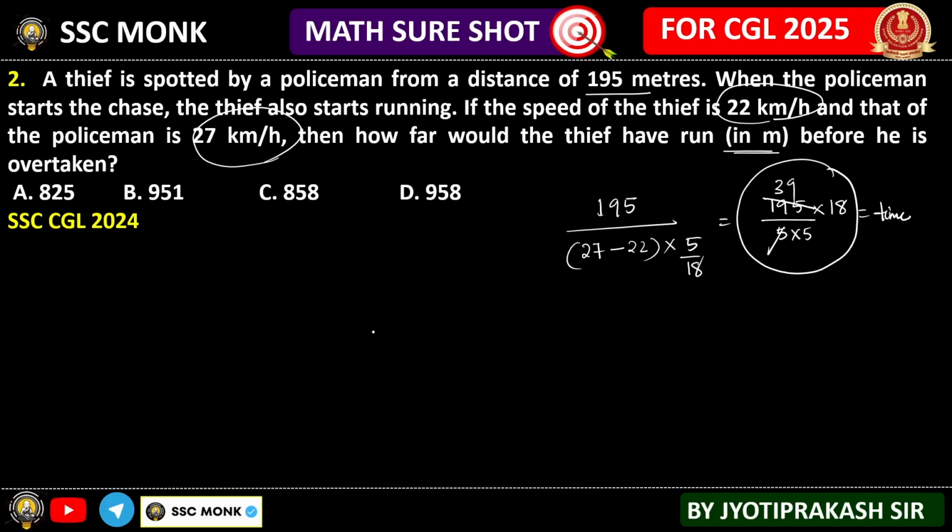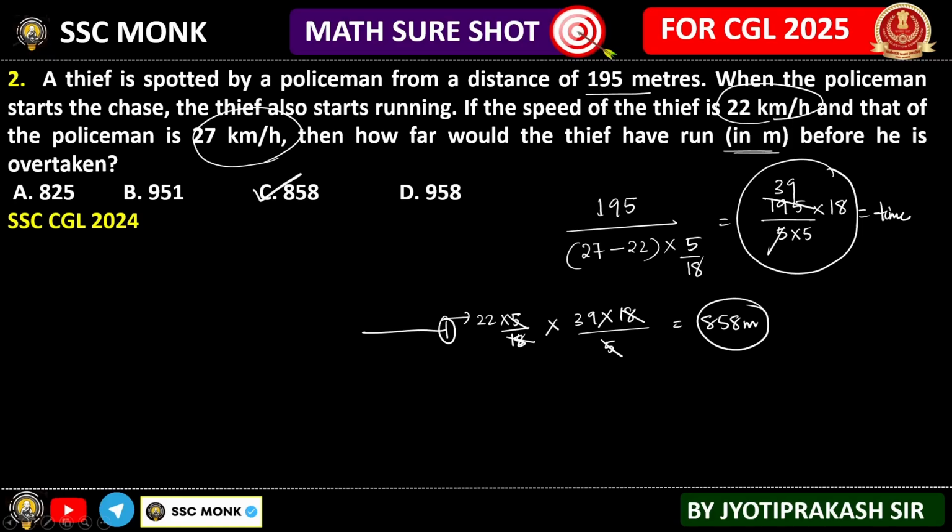Now understand, thief was over here and he started running at 22 km per hour, means 22 into 5 by 18 meters per second, and he ran for this much time. Yes or no? Yes. So total distance is equal to speed into time. So speed is this much, time is 39 into 18 divided by 5. 5 gone, 18 gone. Distance is equal to 22 into 39, that is 858 meters. Answer option C. Clear? Done.